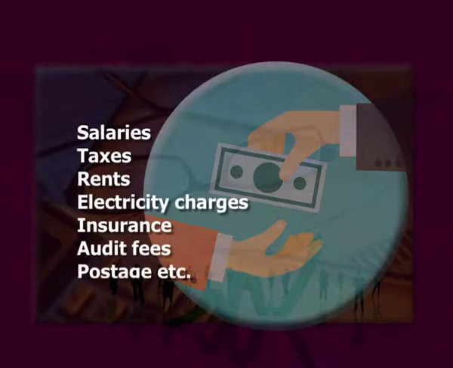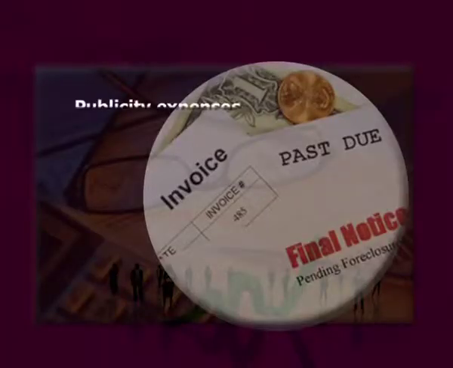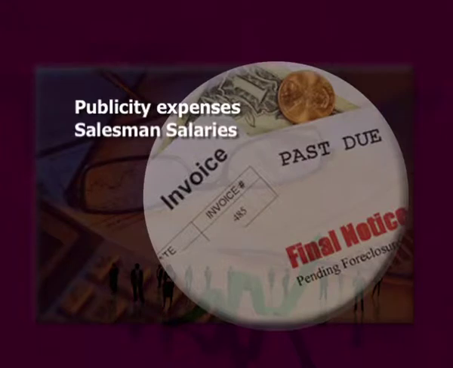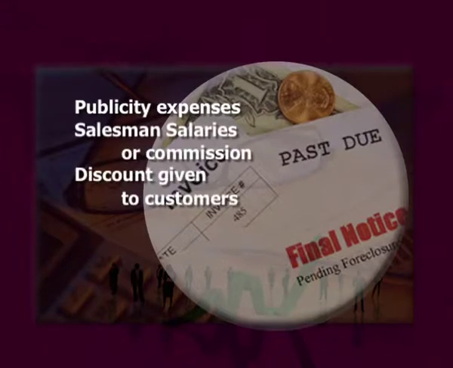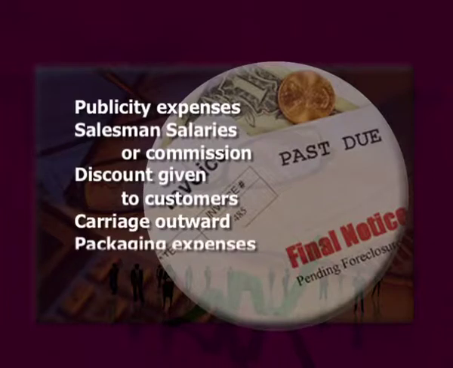audit fees, postage, etc. Selling and distribution expenses: expenses incurred on making or increasing sales are selling expenses, and expenses incurred to dispatch goods to customers are called distribution expenses. For example, publicity expenses, salesmen salaries or commission, discount given to the customers, carriage outward, packaging expenses, bad debts, etc.